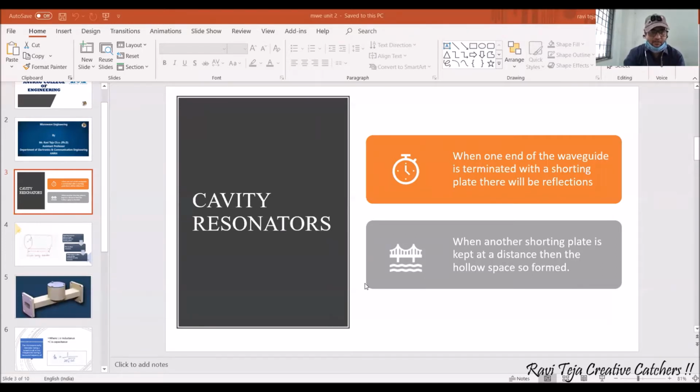So a cavity resonator is nothing but a hollow space or free space where the signal moves to and fro, which helps in generating huge energy or a frequency, which is considered as resonance. That resonance can be obtained with the help of cavity resonators. This is what we have seen yesterday.